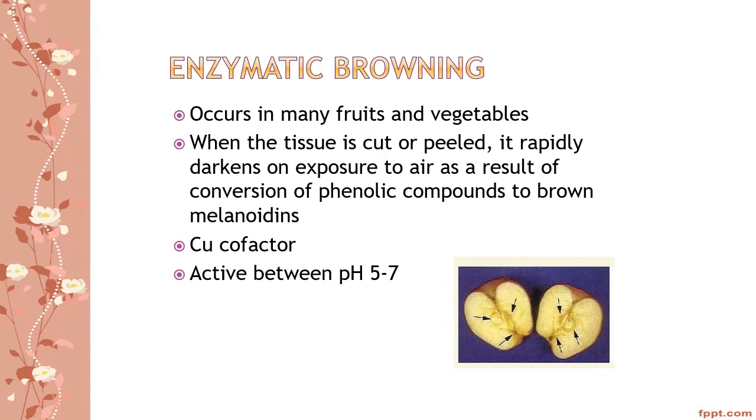In this video, I'm going to discuss enzymatic browning. Most of you know this: enzymatic browning usually occurs in many fruits and vegetables. When the tissue is cut or peeled, it rapidly darkens on exposure to air as a result of conversion of phenolic compounds to brown melanoidins. It involves a copper cofactor, and this enzymatic browning is usually active between pH 5 to 7.